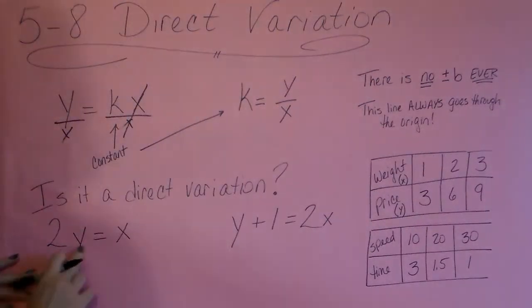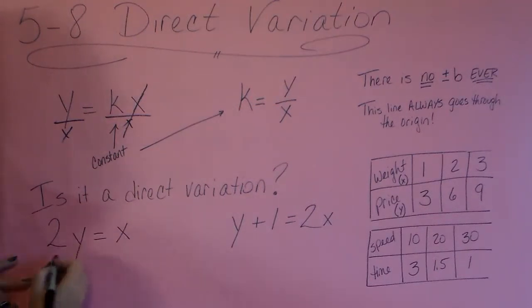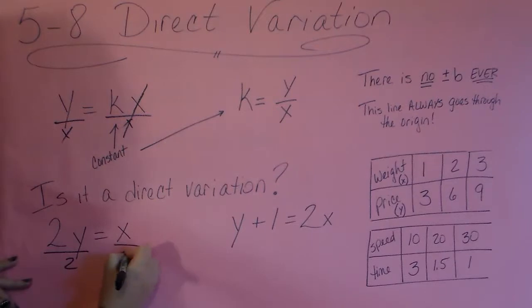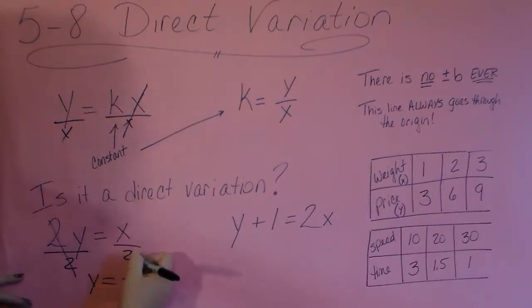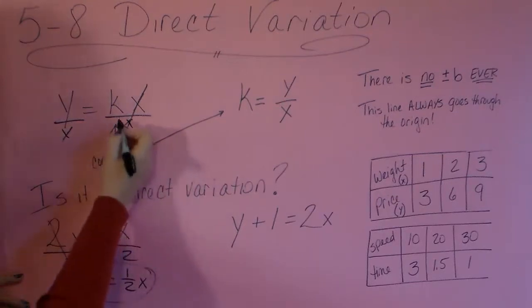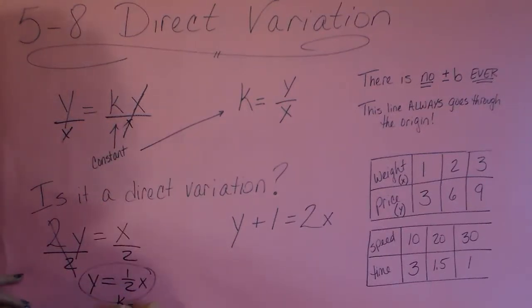This equation, you've got a 2 multiplied to your y. You want y to be by itself. How are you going to fix that? You're going to divide this by 2. You're going to divide this by 2. Now this goes away and you've got y equals something. What do you got? This is actually y equals 1/2 x. Do you see how if I divide x by 2, it's the same as multiplying x by 1/2? Now, that looks just like that. And I can tell you that my constant is 1/2.